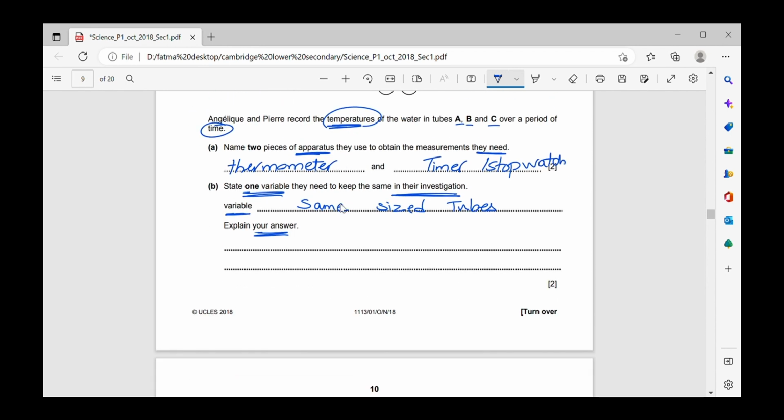Why should they keep it the same during their investigation? To have a fair test, and so by this they eliminate the effect of other variables.